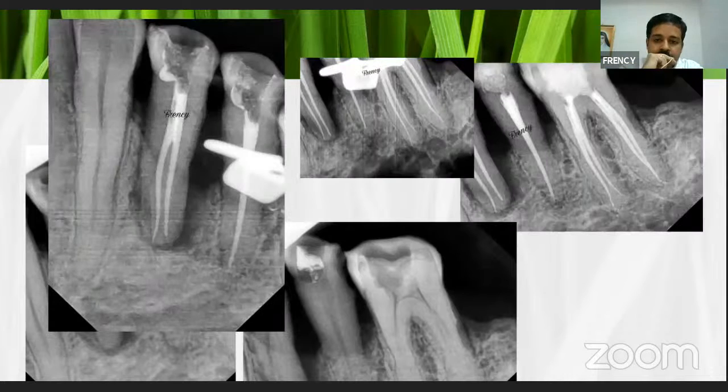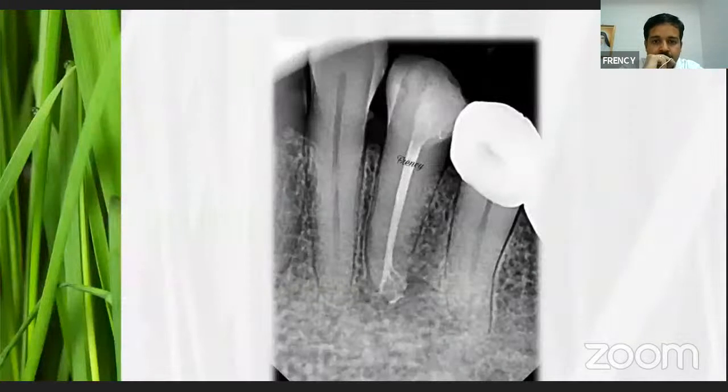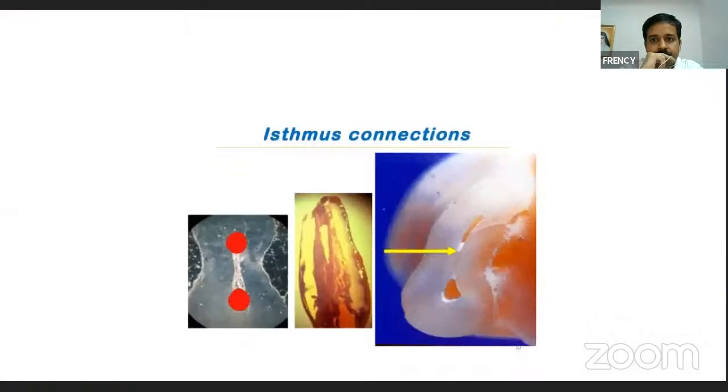Then multiple portals of exit are very common in the case of mandibular premolars. Good irrigation and a good obturation technique will help to manage these types of anatomical complexities. Although the premolars may look very easy, lower premolars are called an endodontic enigma because they are much more prone to cause root canal failures.